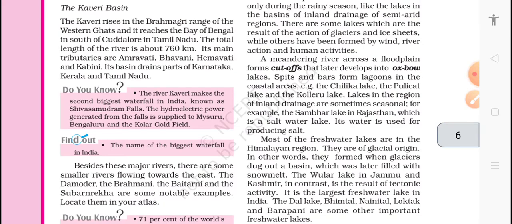So here, do you know this information? The river Kaveri makes the second biggest waterfall in India, known as Shivasamudram Falls. The hydroelectric power generated from the falls is supplied to Mysore, Bengaluru and the Kolar gold field.